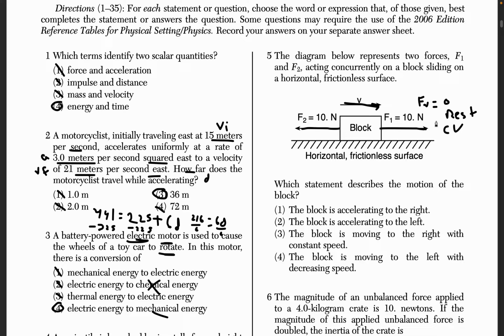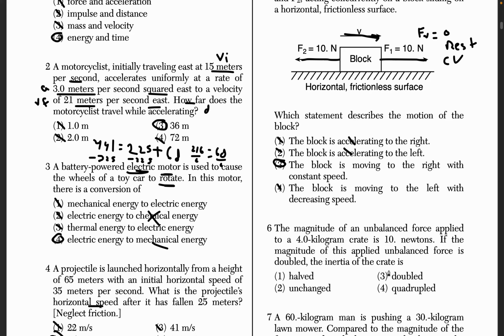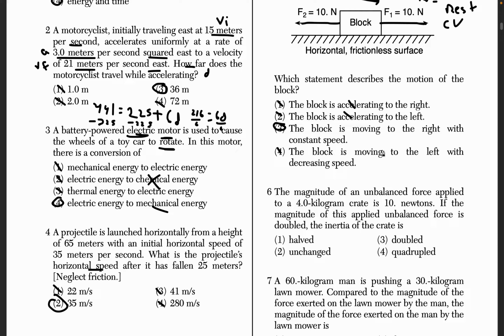Well, anything has mass, so m, let's say it's 10 kilograms, times what equals 0? 10 times 0 is 0, which means that constant velocity will have a net force of 0. So then, is the block accelerating? No, no answers with acceleration. No, it's to the right with a constant speed. Yes, the block is moving to the left with decreasing speed. No, that would cause an acceleration.